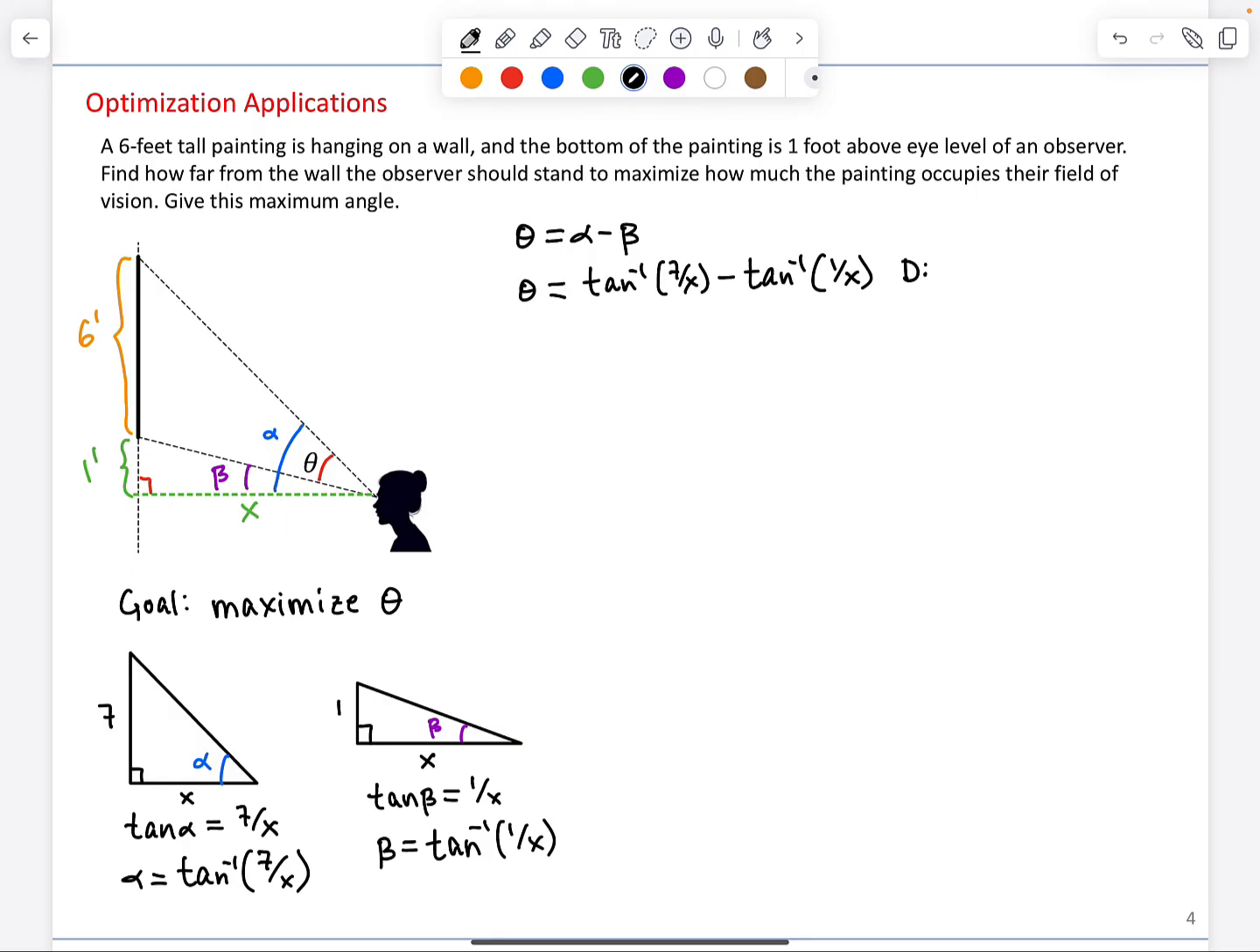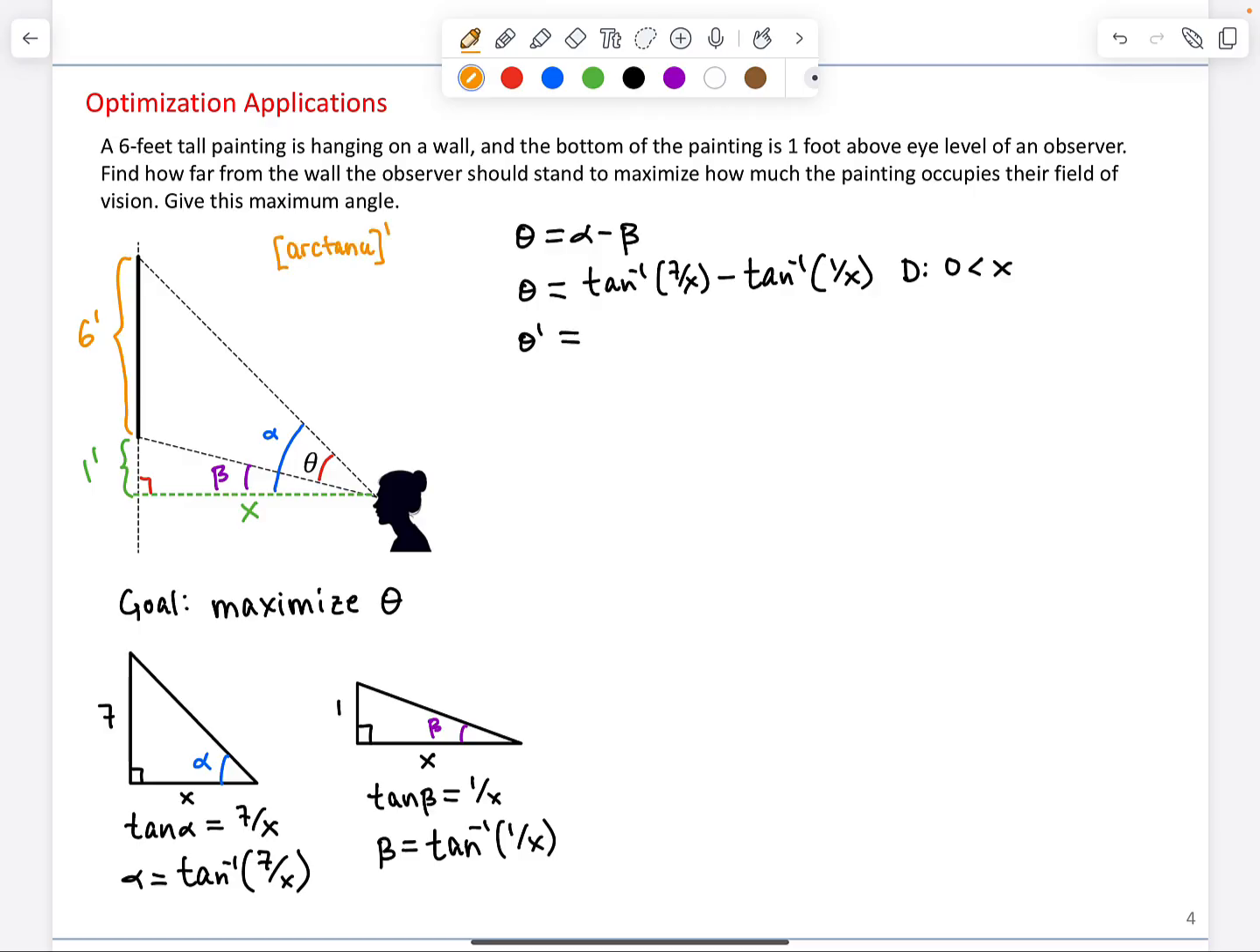Clearly, if x were 0, the observer would have no good look at the painting. But in theory, the observer could be as far from the painting as infinity. And now that we have theta expressed as a function of one variable x, we can differentiate and find critical numbers. So theta prime will be equal to.